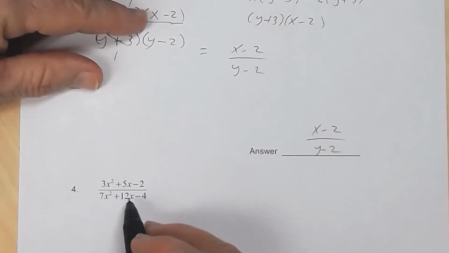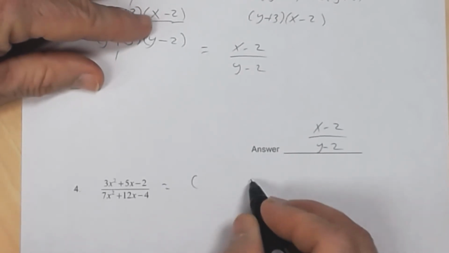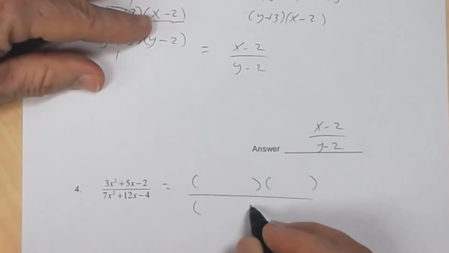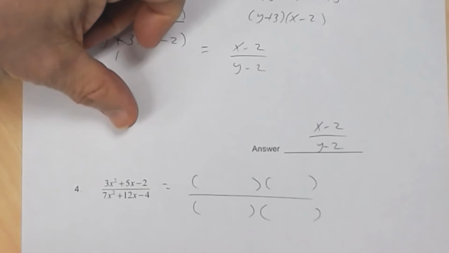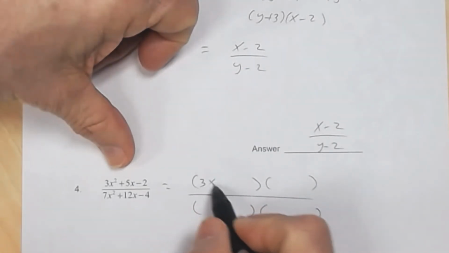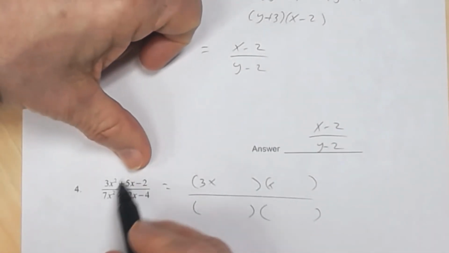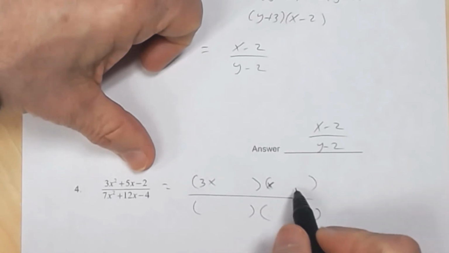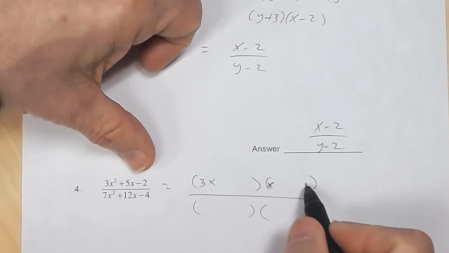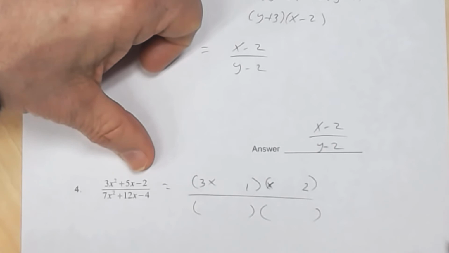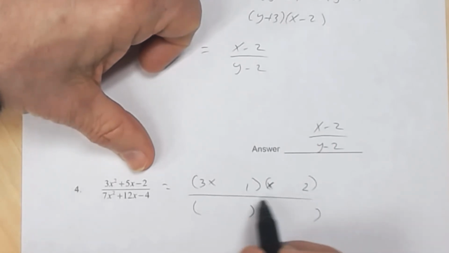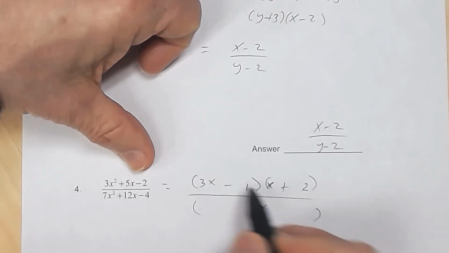The GCF in both cases is 1. So I'm going to go directly to the two binomials in both cases. And let's see what we get. All right, so 3x, x. I need the middle term to be 5x. And in order for that to happen, this would have to be 2. And this would have to be 1. And this is positive, this is negative.